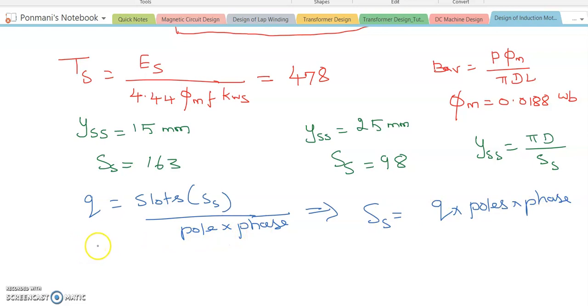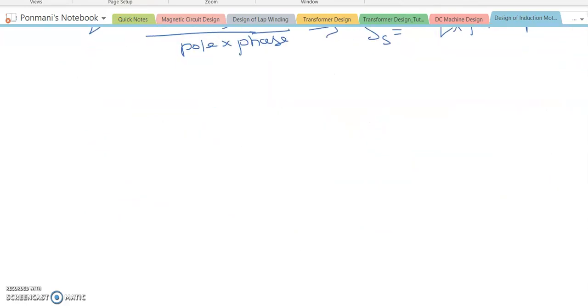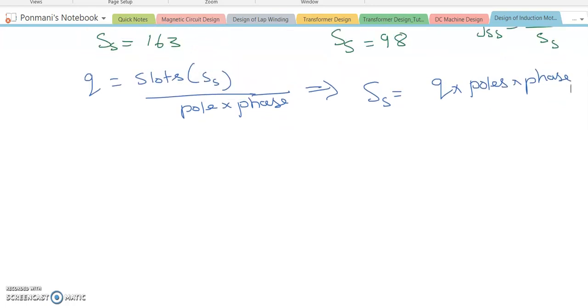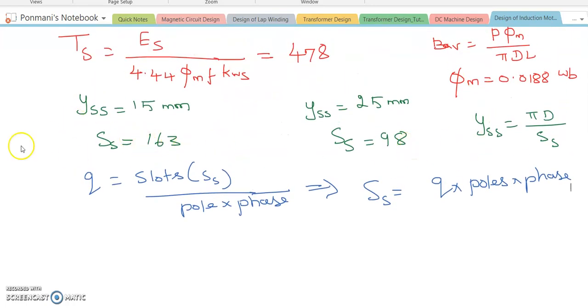So for different values of q, we are going to calculate the total number of stator slots. For q = 2, 3 and 4 like that, but the range of slots will be between these two values, 98 to 163. So that is the range of slots we can select between. For q = 2 we'll be calculating stator slots, for q = 3 we will be selecting, and for q = 4 also we'll be calculating SS.